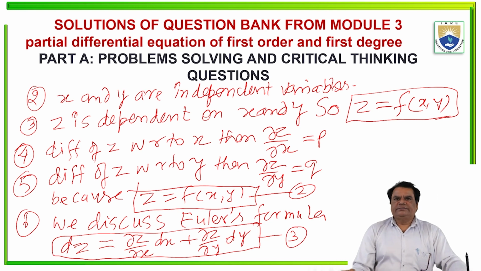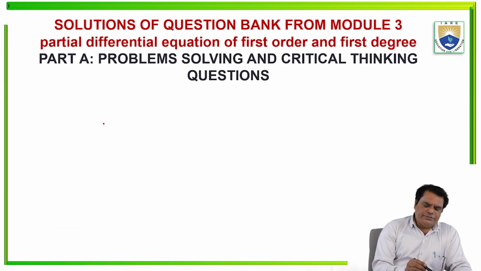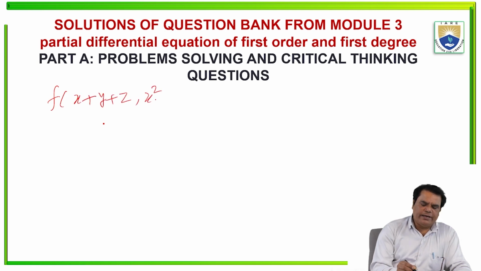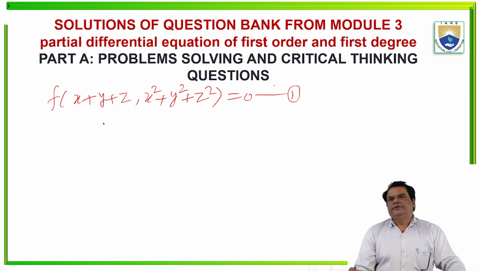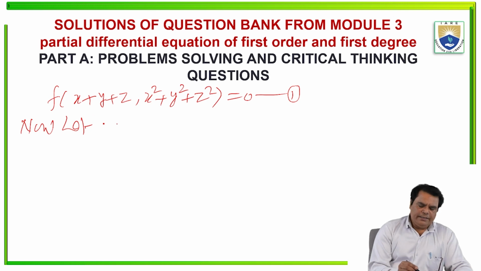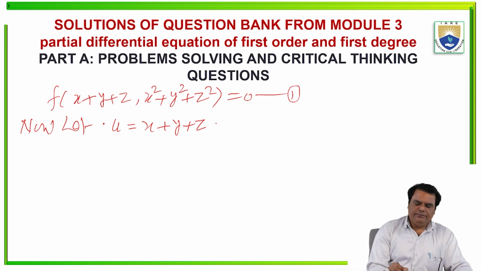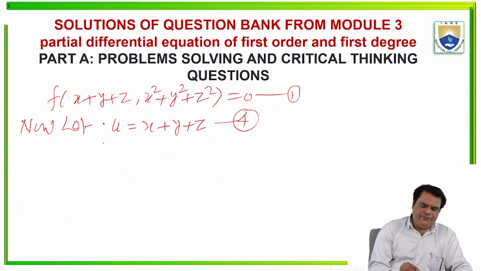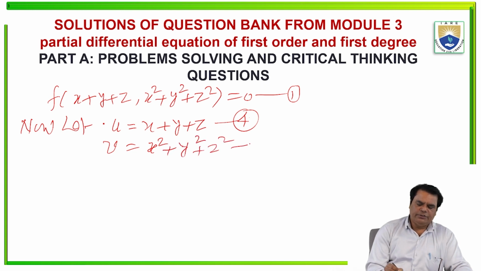So we recall the points. Now I want to solve our question. Here the question is the function f(x plus y plus z, x square plus y square plus z square) equal to 0. This is equation 1. Now let u equal x plus y plus z. This is equation 4. And next, v equal to x square plus y square plus z square. This is equation 5.